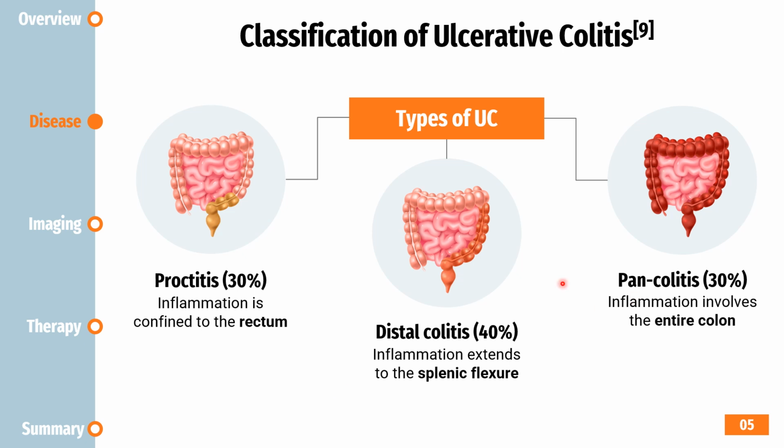Ulcerative colitis is classified into three different categories. Approximately 30% of patients have proctitis or UC that is limited only to the rectum. In 40% of the patients, it is distal colitis, which extends to but not beyond the splenic flexure, just right over here. And in 30% of the patients, it involves the entire colon, or what is known as pancolitis.